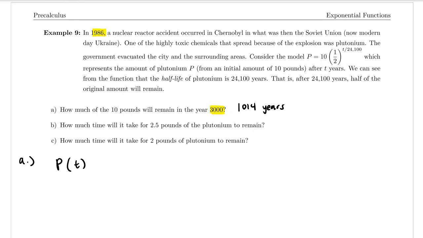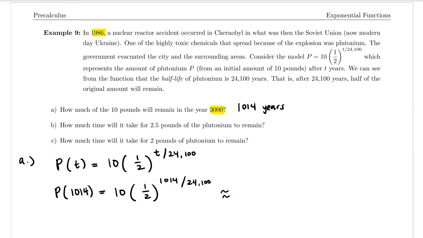So P of t is equal to 10 times 1/2 to the power of t over 24,100. So if we wanted to evaluate P of 1014, we would plug that in and replace that for t. If you throw that into your calculator, that ends up being about 9.713 pounds. So after 1,014 years, if we're starting out with 10 pounds, then after that time period, it will only have decreased to 9.713 pounds of plutonium.